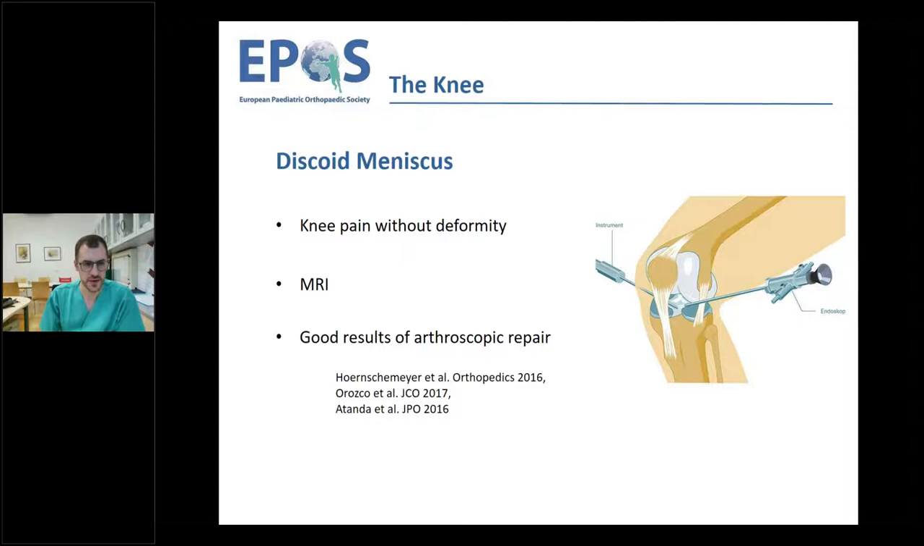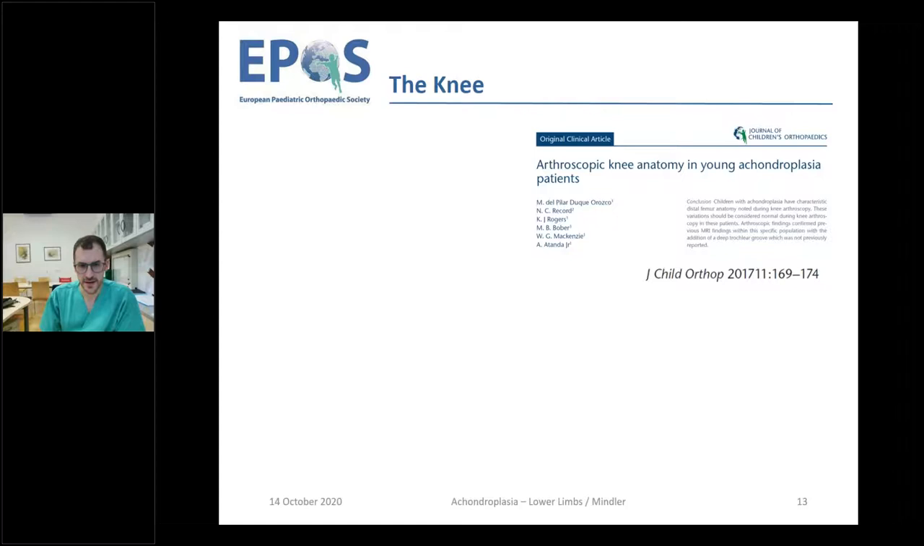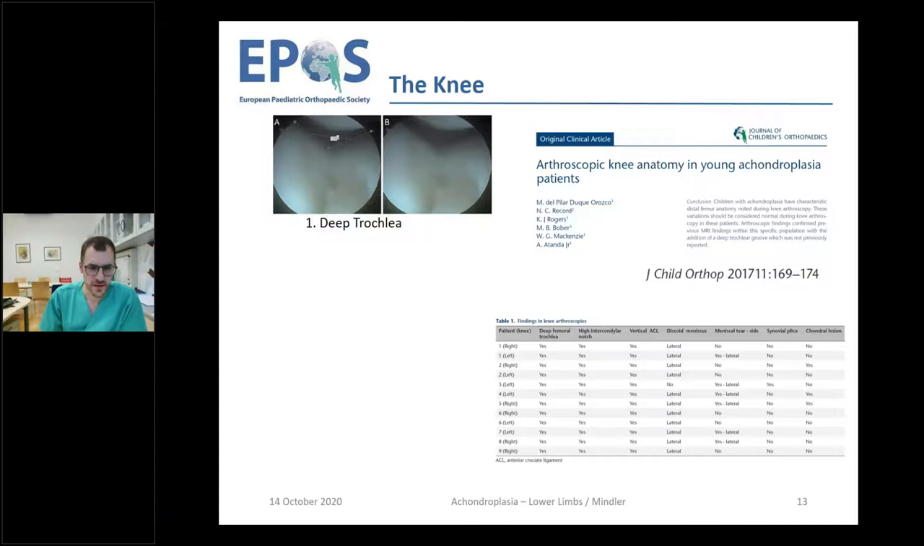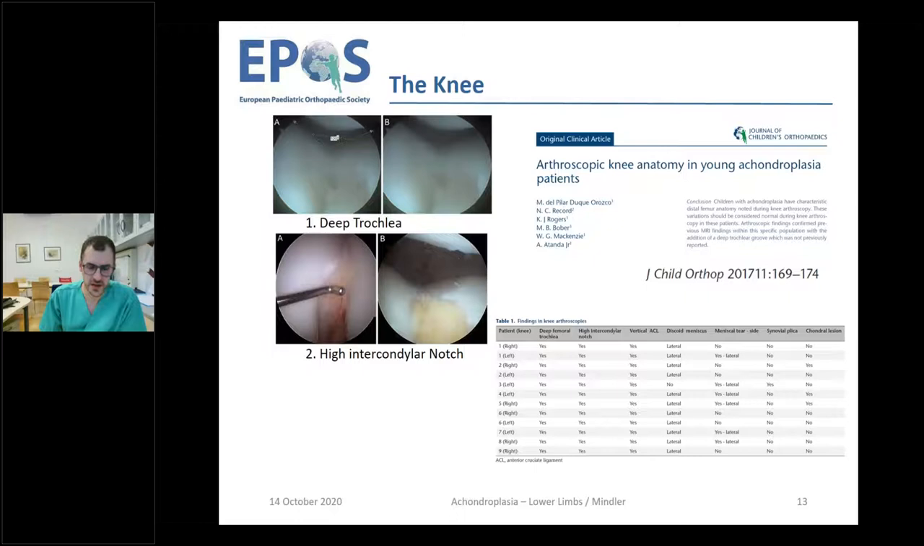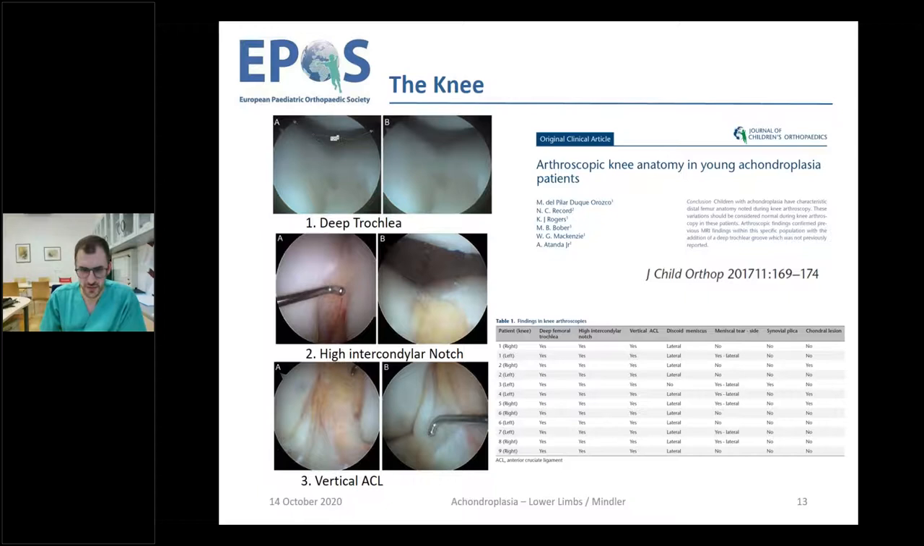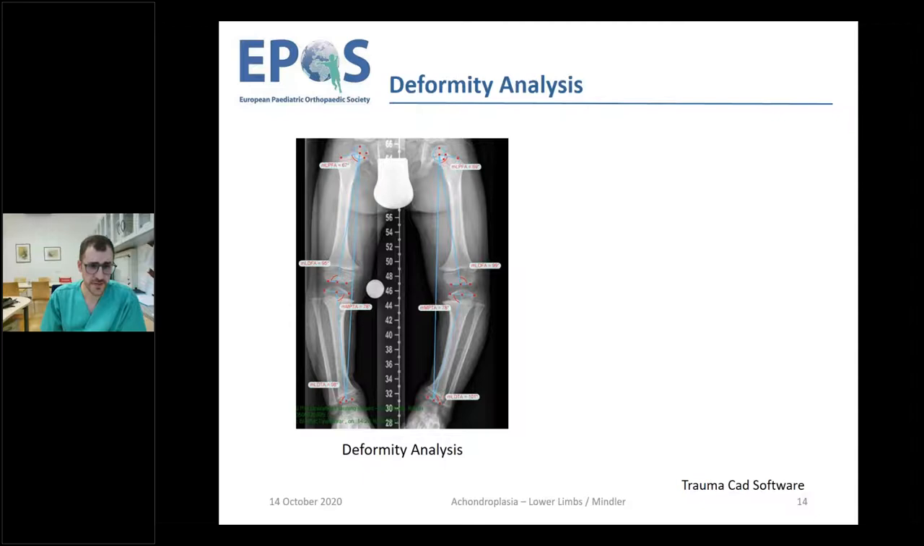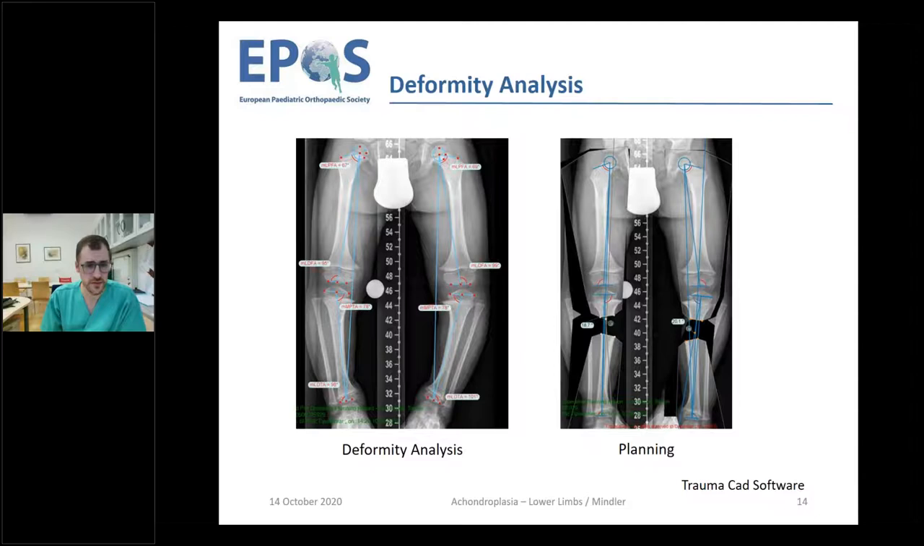Very interesting is this study showing the pathology within the knee. In this study, they found in all cases of achondroplasia a very deep trochlea. They found a high intercondylar notch and a vertically aligned ACL, and furthermore, nearly in all cases, a discoid meniscus. We always have to do a deformity analysis and can plan our deformity correction for our surgery.